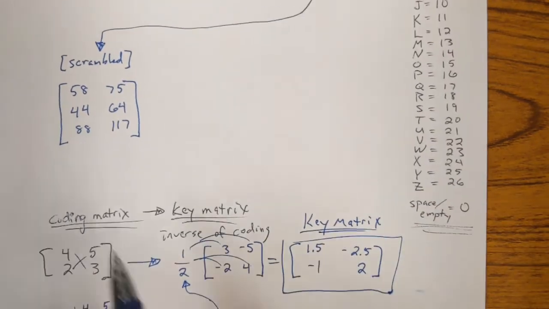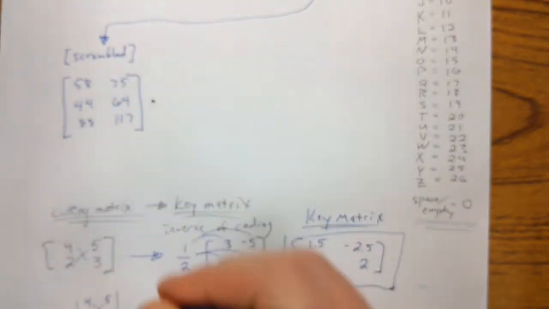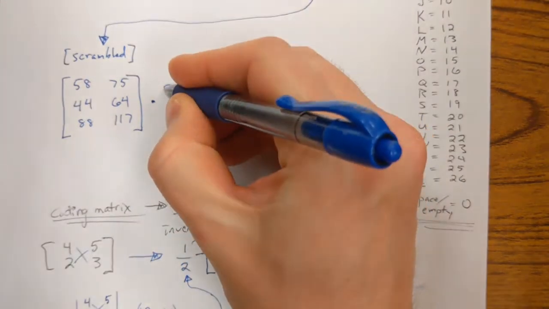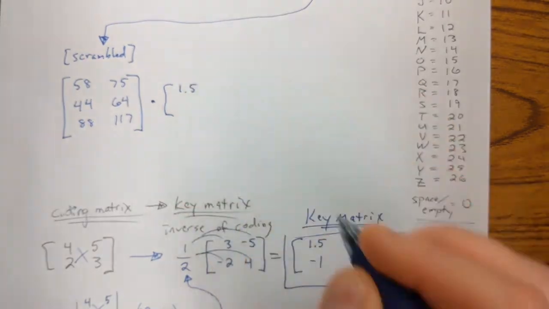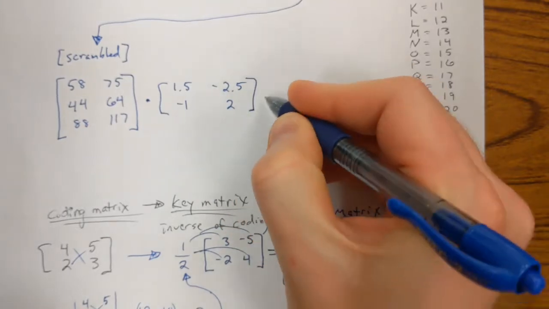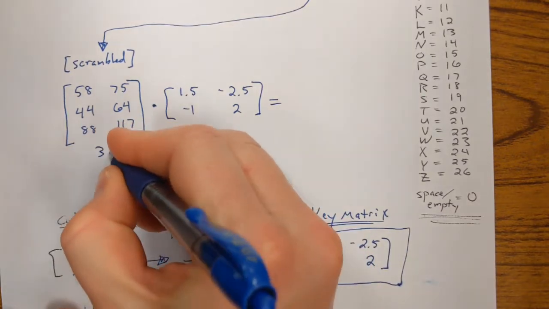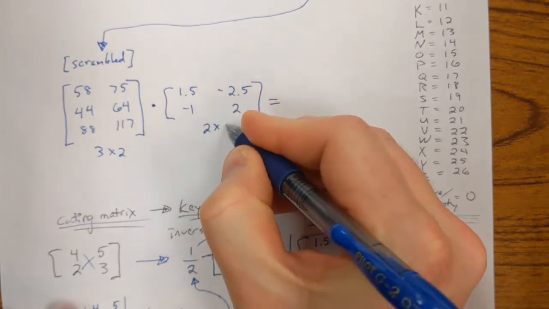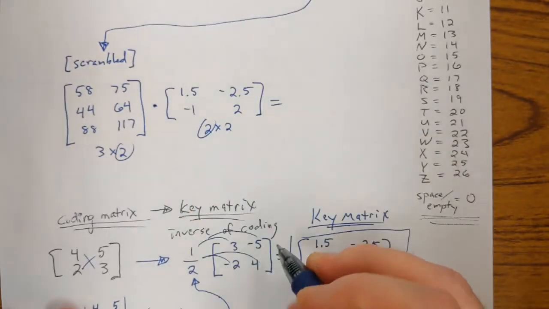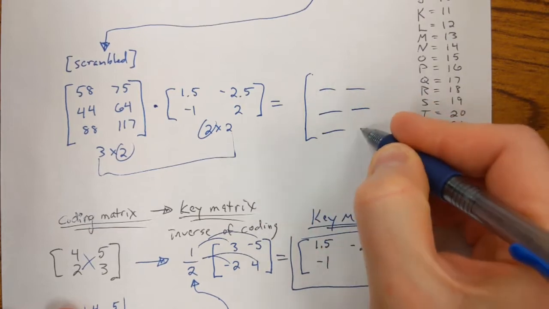Whoever receives my scrambled password will have to have this key to figure out that it means the word LeBron. Watch exactly how this works. If I take my scrambled version of LeBron and multiply it by this key, 1.5, -2.5, -1 and 2, I guarantee you the result will be LeBron. Now remember, this is a 3x2 matrix being multiplied by a 2x2, so it is possible, and my solution is going to be another 3x2 matrix.